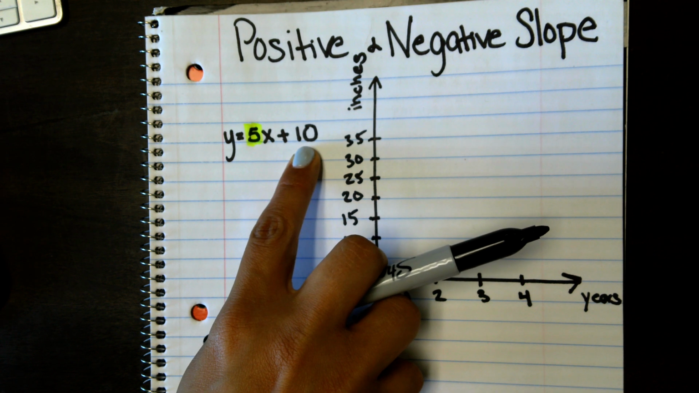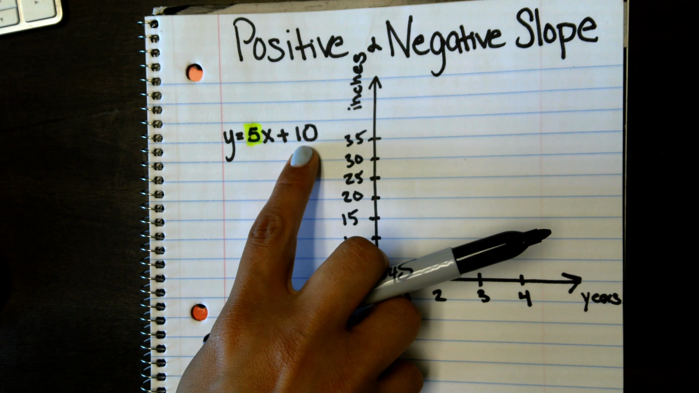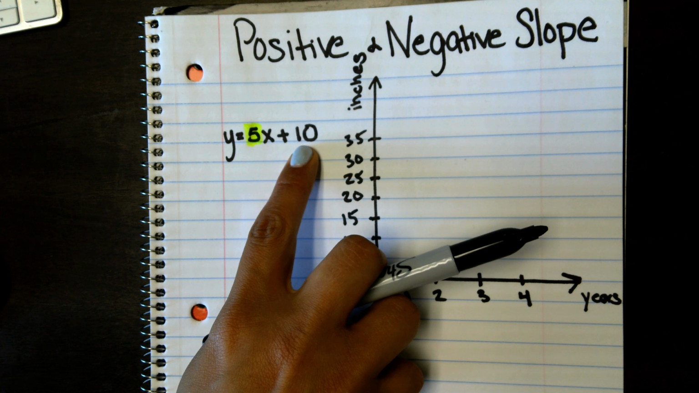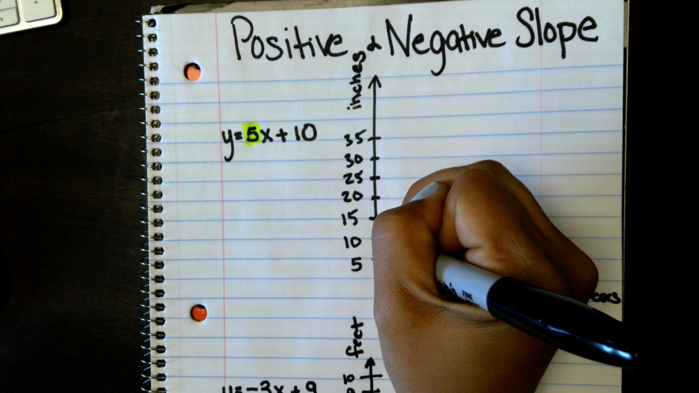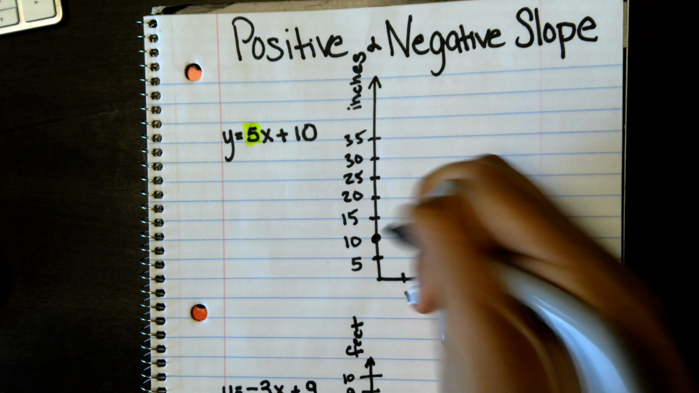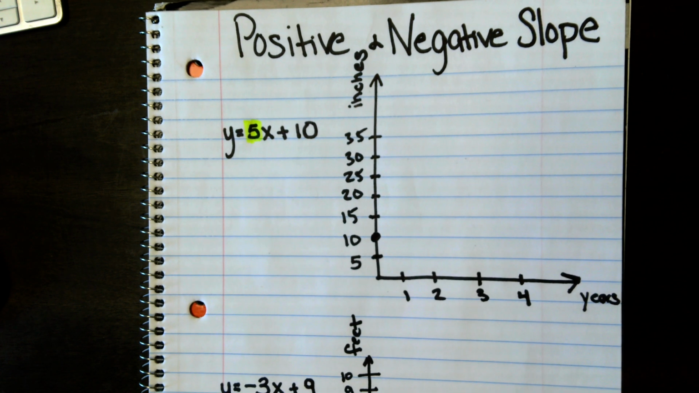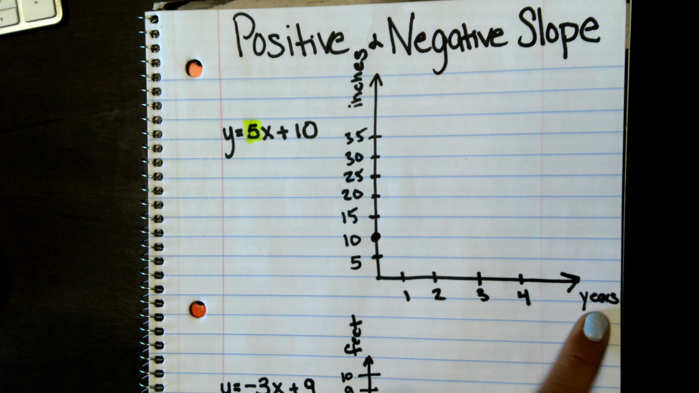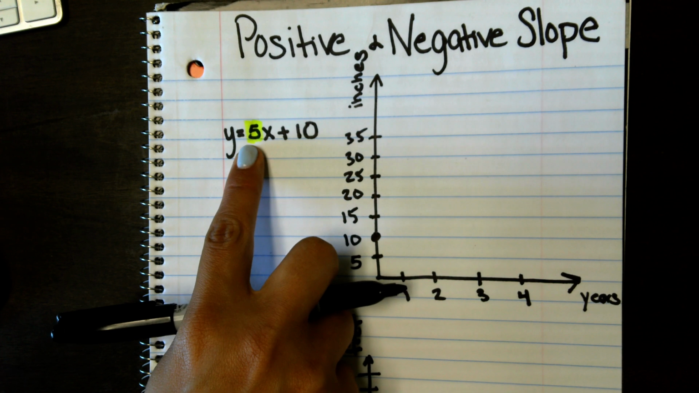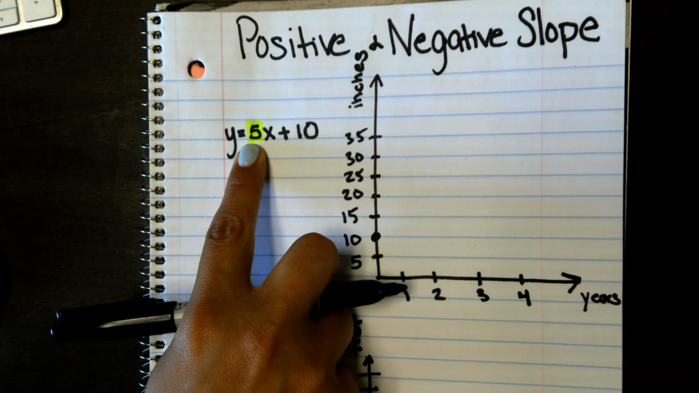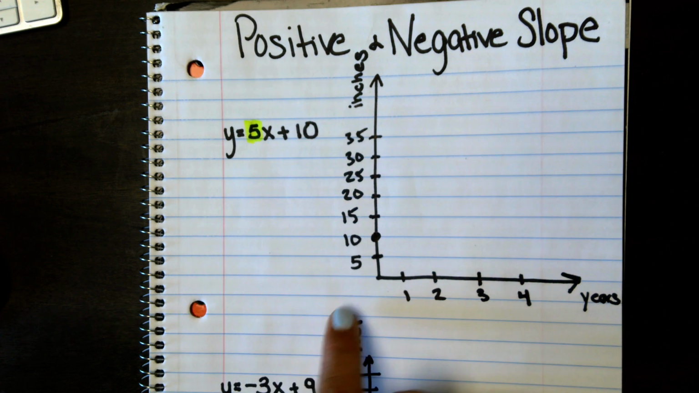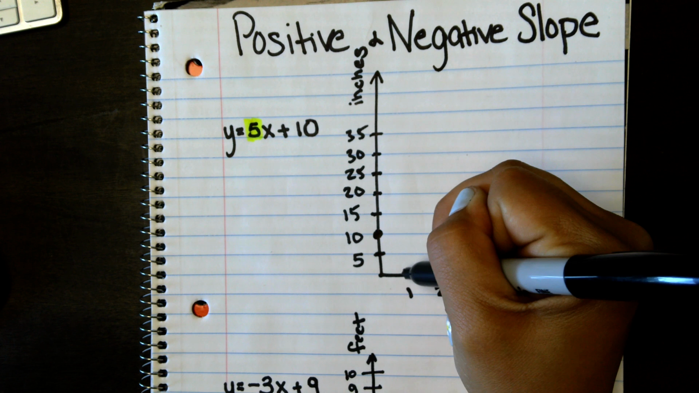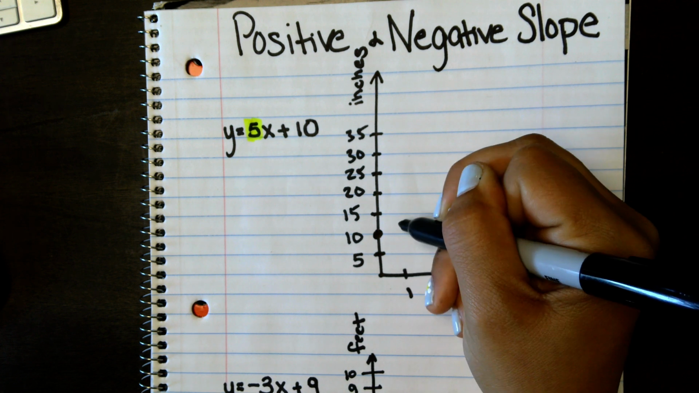So let's say maybe it's saving money, right? I start with positive $10. So before I start saving, here I am with $10. Awesome. Okay. And then it looks like every year I save $5, right? Well, that's not great, but that's okay. So every 1 year I save $5, it goes up $5.